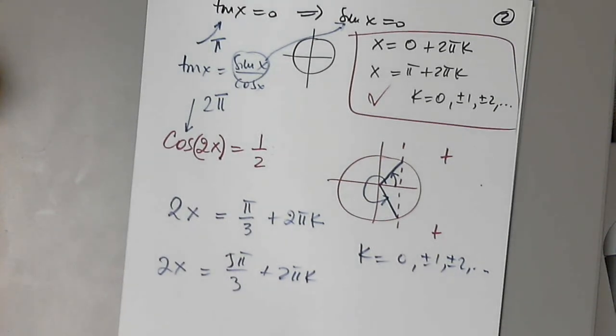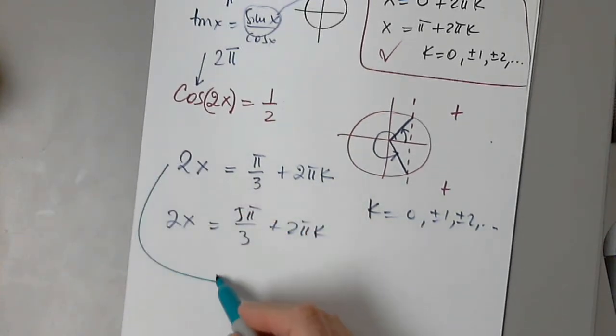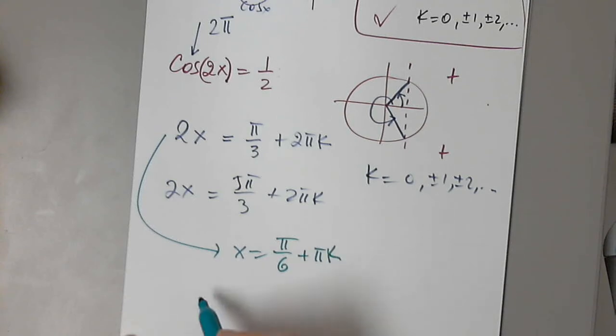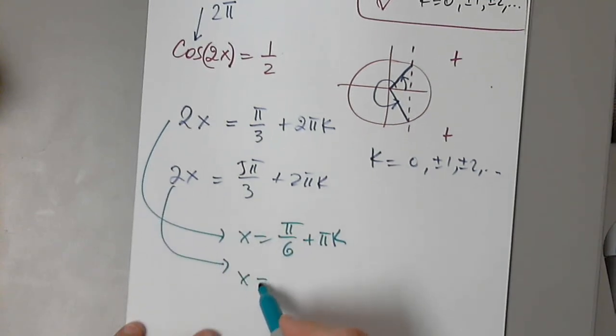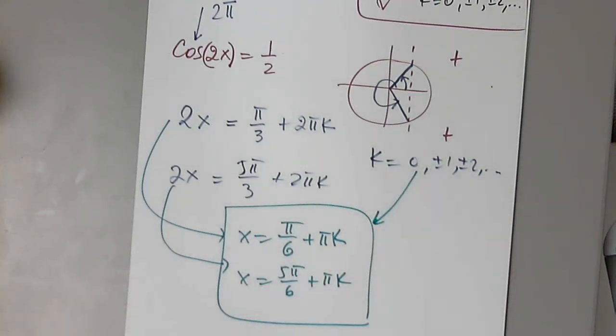Notice that we solved for 2x, or twice x, not for x. Now we're ready to solve for x. So when we divide both sides by 2, this will give us x equals pi over 6 plus pi k. And this one will give us x equals 5 pi over 6 plus pi k. Of course, with k any integer, like 0, plus or minus 1, plus or minus 2, etc.